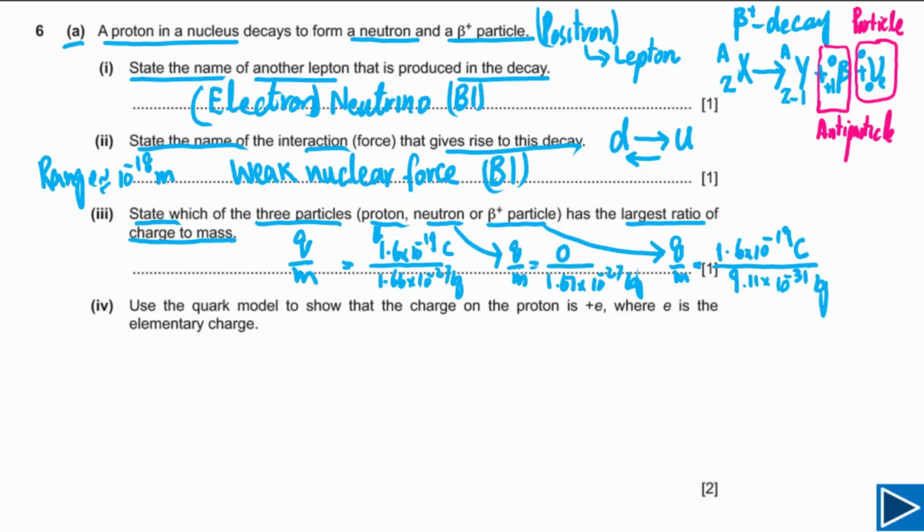Now we simply need to compare them. Q over M for neutron will be equal to 0 because there is no charge. But now we need to compare proton with beta plus. You can see they have the same charge, but the mass of proton is greater than the mass of beta plus. So it means Q over M for beta plus is higher than Q over M for proton. So simply we can write down our answer: beta plus particle, as it has the higher Q over M ratio.